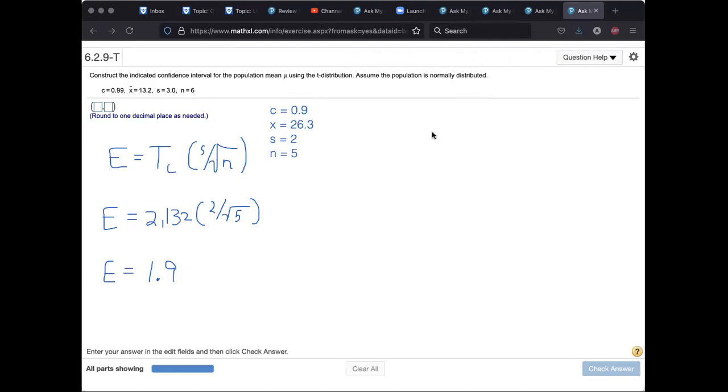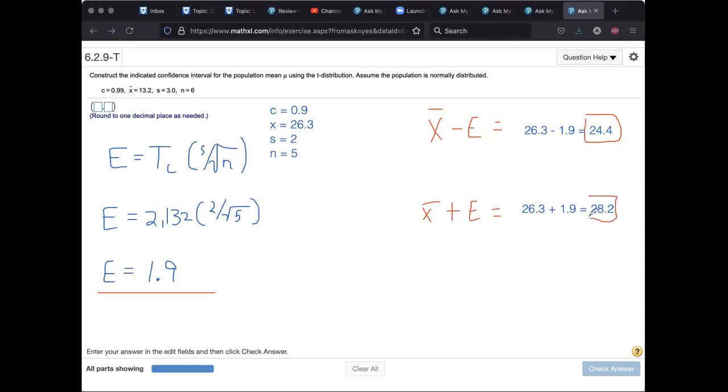Remember, our journey started with the idea that the confidence interval is: take your X bar and subtract E, take your X bar and then add E. Now that we have E equal to 1.9, let's do our calculations. 26.3 is our X bar, minus 1.9, gives us 24.4. And then 26.3 plus 1.9 gives us 28.2. So these are our two values, 24.4 and 28.2. Those would go in right there. Those are the lower and upper bounds of the confidence interval.